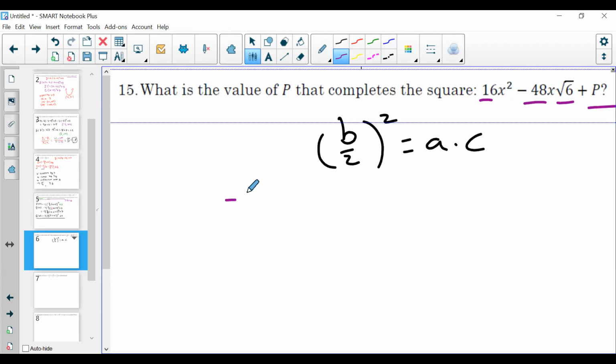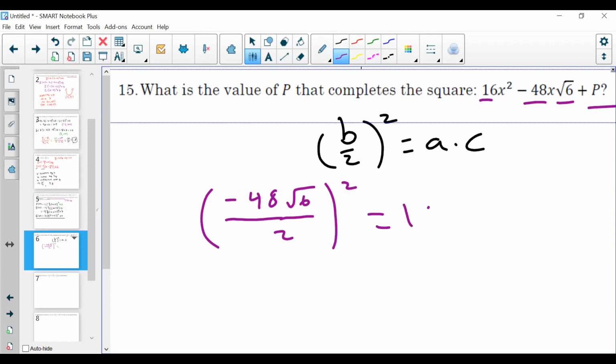So I have negative 48 root 6 all over 2, all squared. That's my b over 2 squared. That's going to equal a times c, so that's going to equal 16p.